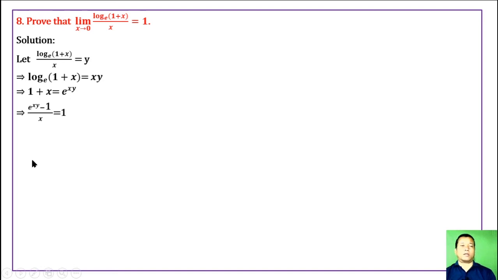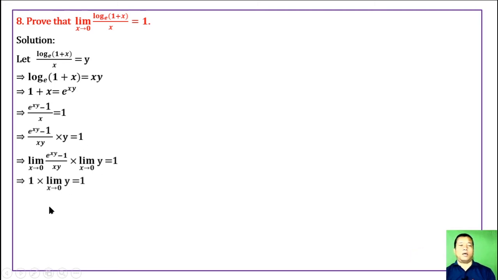And (e to the power xy minus 1) divided by x is expressed as the product (e to the power xy minus 1) by xy, into y. Taking the limit on both sides, we get the limit of the first function into the limit of the second function. The first limit is already found to be 1, and the limit of y remains unchanged. This gives the limit of y as x tends to 0 is 1. Replacing y with its original value, we get the limit of log of 1 plus x to the base e by x, as x tends to 0, is 1. Hence proved.